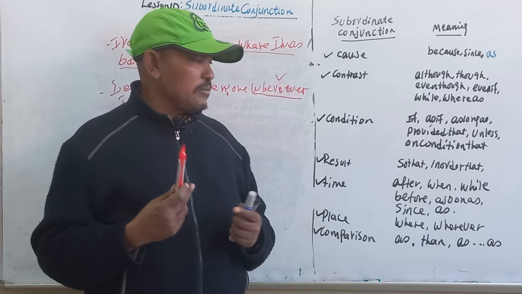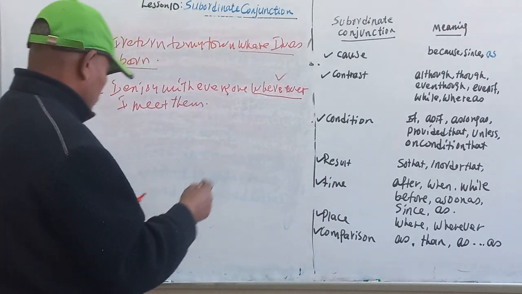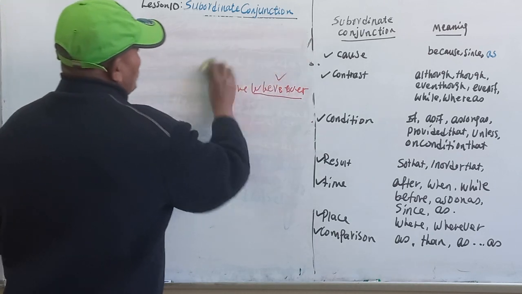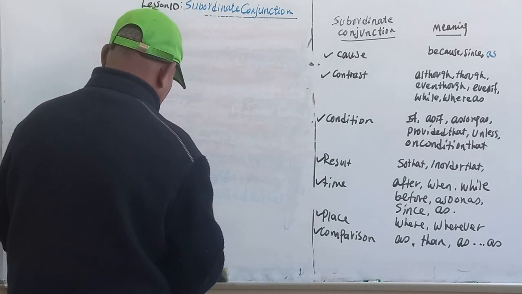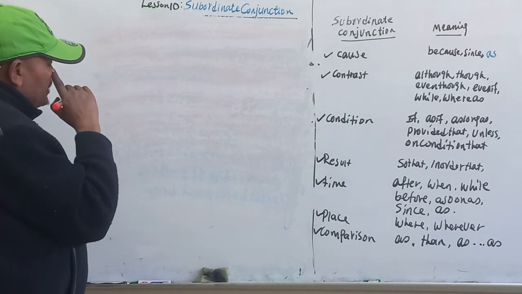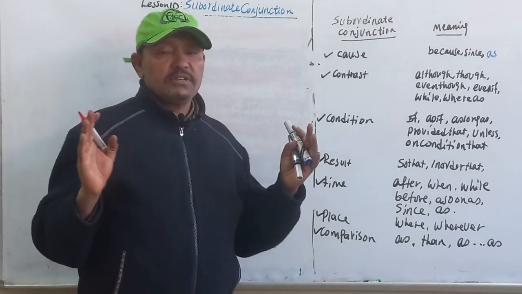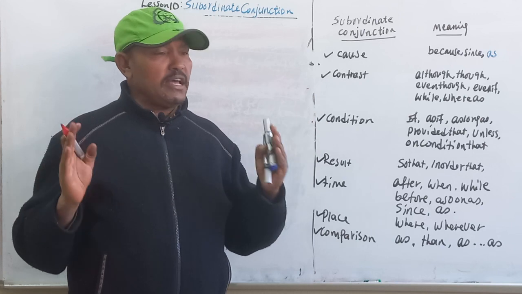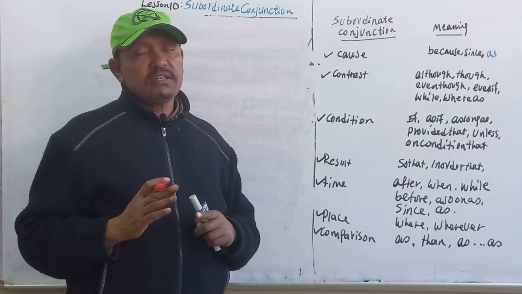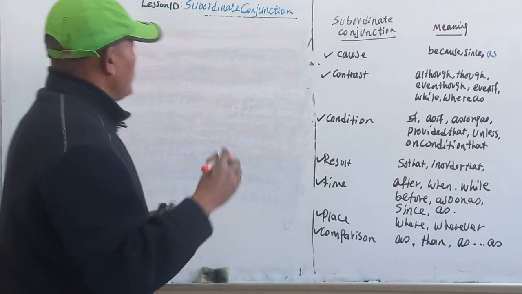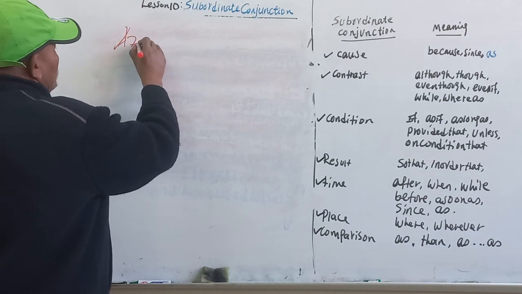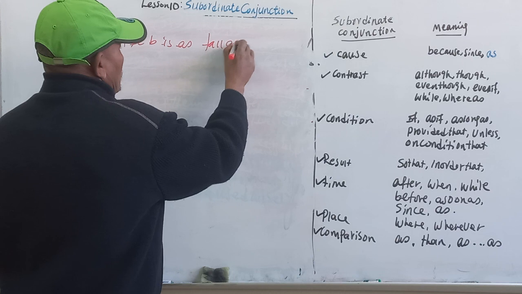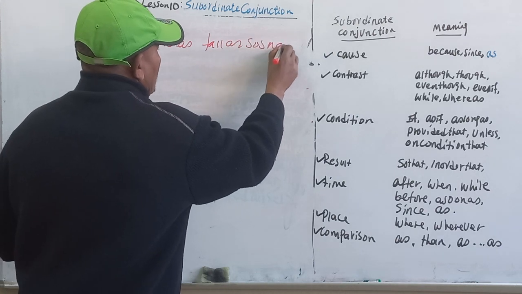Such kind of examples, this is what's called adverbs of place. The last one is comparison. In comparison, there are two things, so we are going to compare those two things which are similar using as, than and of.